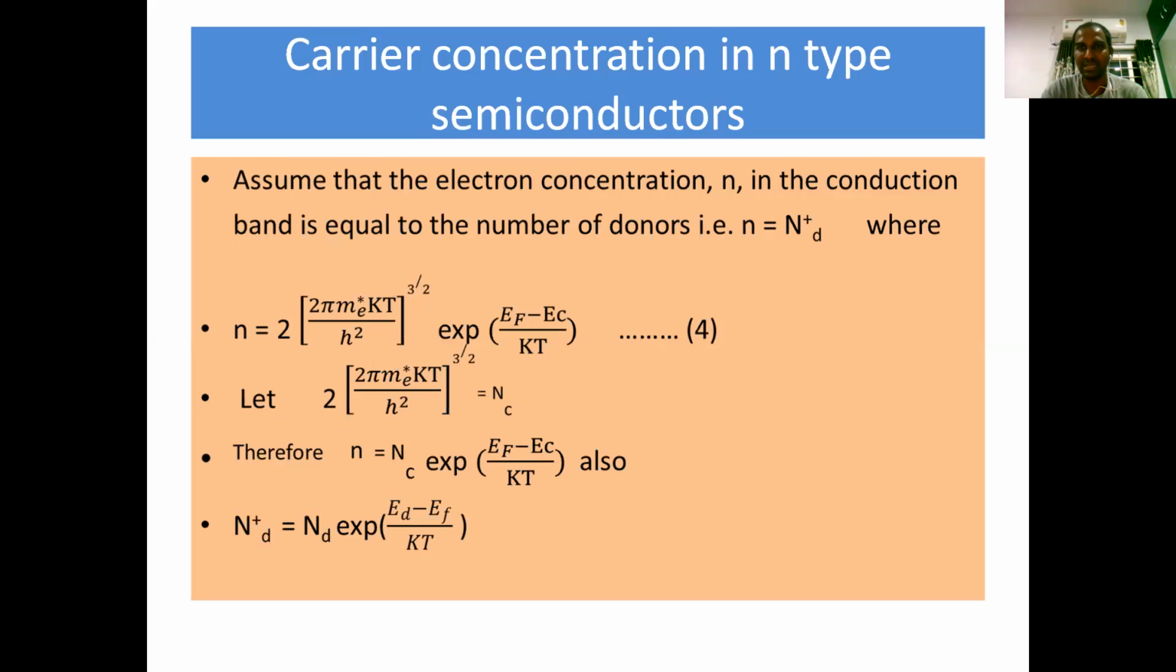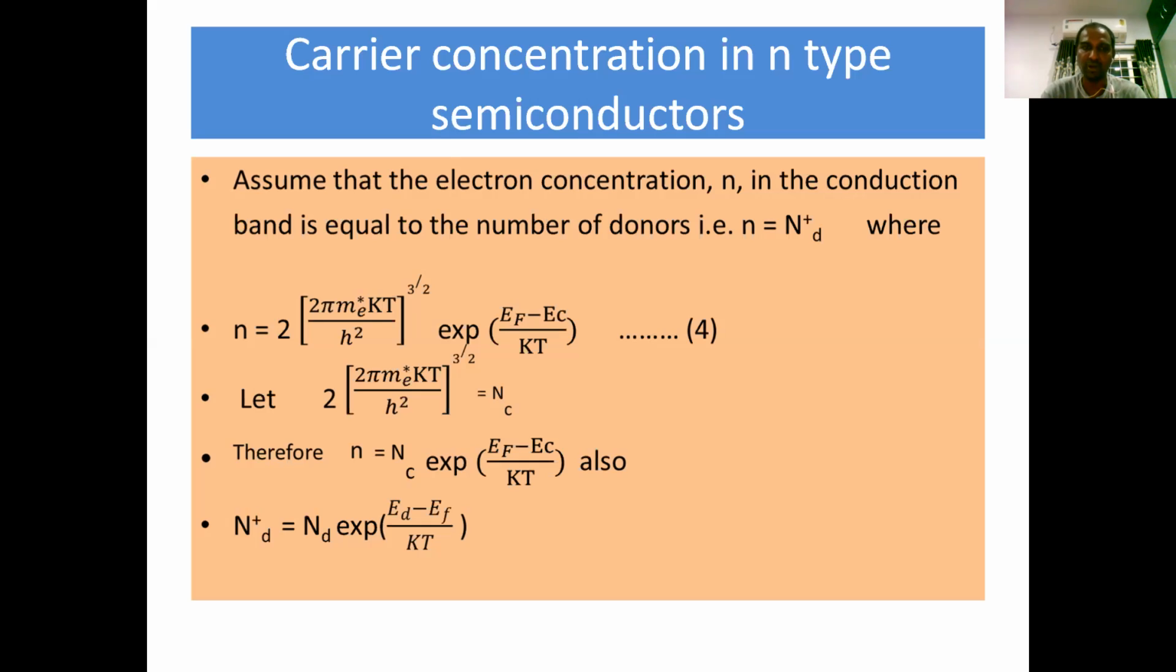Assume that the electron concentration n in the conduction band is equal to the number of ionized donors, N_D plus. That's why n equals N_D plus. Here n is nothing but 2 into (2 pi me* kT by h squared) whole power 3 by 2 exponential of (Ef minus Ec) by kT. This is directly taken from the number of electrons present in the conduction band of an intrinsic semiconductor. And here we are taking 2 into (2 pi me* kT by h squared) whole power 3 by 2 as a constant. That's why it is represented with Nc. Therefore, n equals Nc into exponential of (Ef minus Ec) by kT.